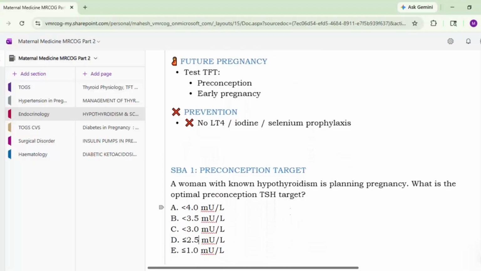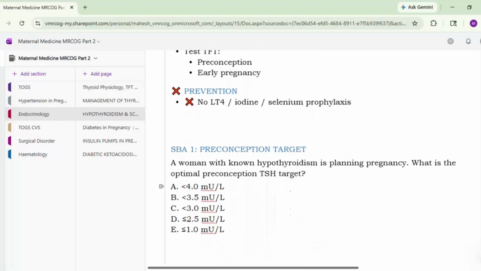Okay, so that finishes the total guideline of thyroid and pregnancy. The GTG guideline is over. Doctor, we have a few questions. Please go through it. Yes, sir.